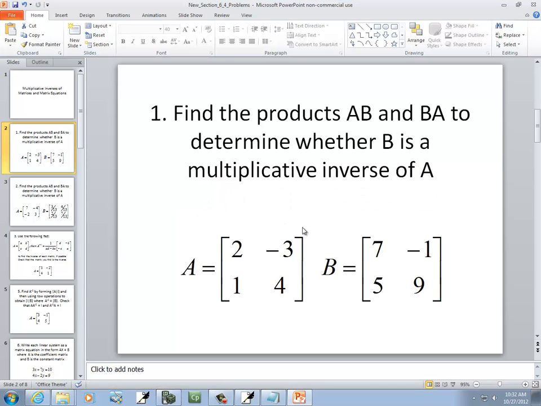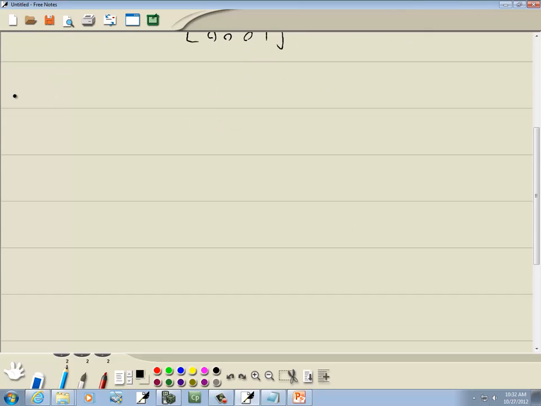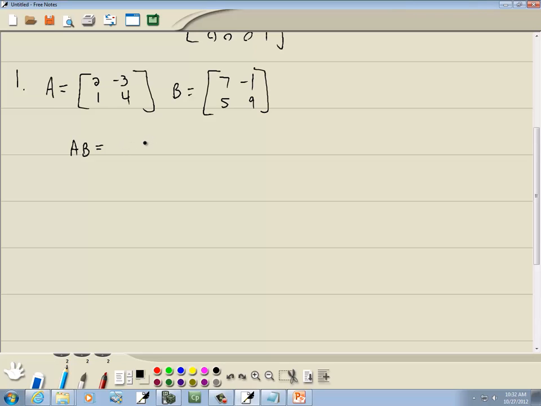Well, the first problem says, find the products AB and BA to determine whether B is a multiplicative inverse of A. So we're wanting to multiply those together. We got 2, negative 3, 1, and 4. And for B, 7, negative 1, 5, and 9. Well, we first have to multiply A times B, and this should give us the identity matrix. And B times A should also. And if they do, then those are inverses of each other.